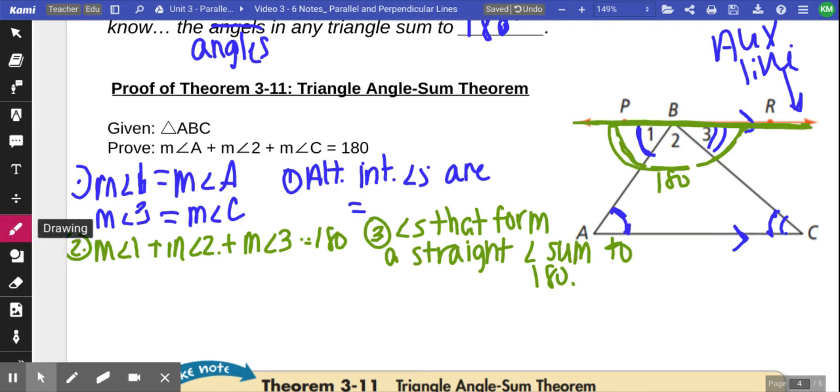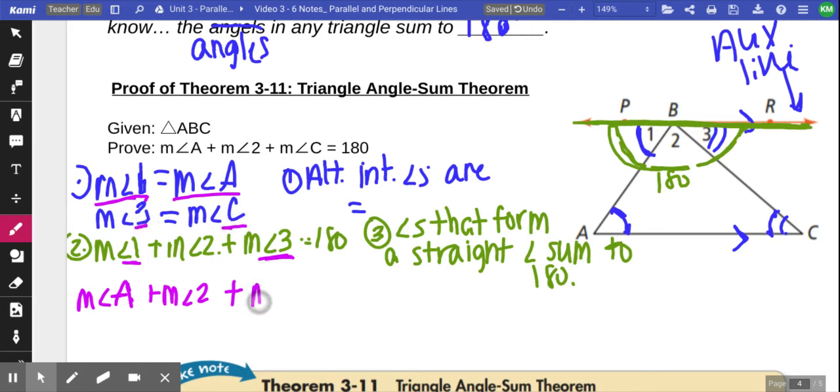But now take a look at what I do have. Angle 1 is actually equal to angle A. So if I take out angle 1 right here, I can put in angle A, the measure of angle A, because 1 and A are the same. I'm going to leave angle 2 because that's not equal to anything. But over here, angle 3 is actually equal to angle C. So I'm going to take out angle 3 and put in angle C, since 3 and C are equal. It's known as substitution.